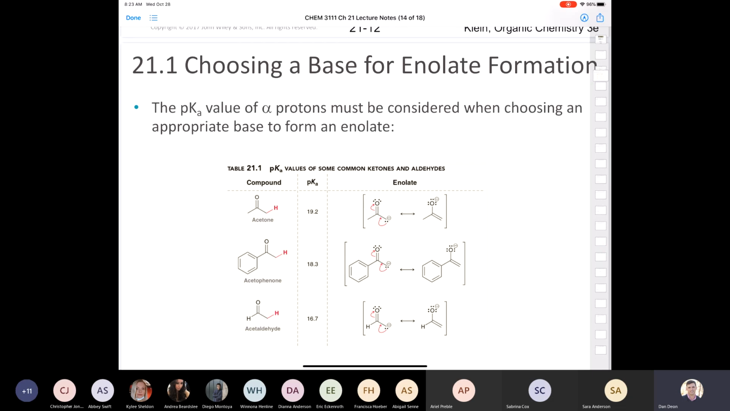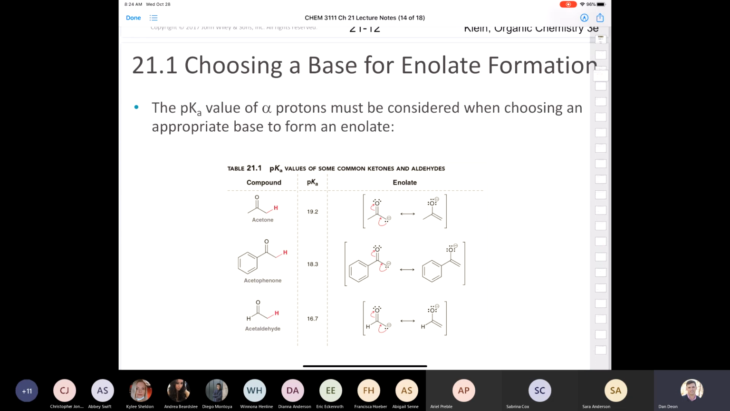If I were to treat any one of these ketones or aldehydes with a base that's not going to fully deprotonate it, then I only get partial deprotonation. If I treat it with a really strong base, I'm going to get complete deprotonation. So the pKa of a ketone is around 19 for acetone, 18 for acetophenone. So close enough, high teens. And acetaldehyde or ethanol has a pKa of around 17.